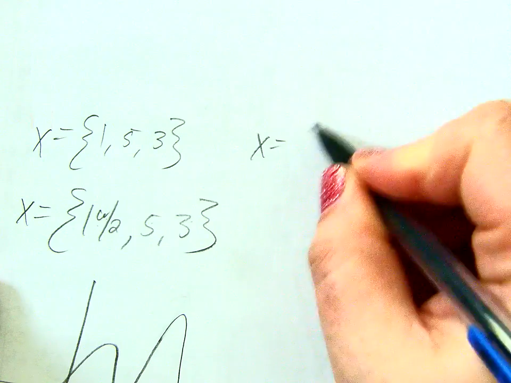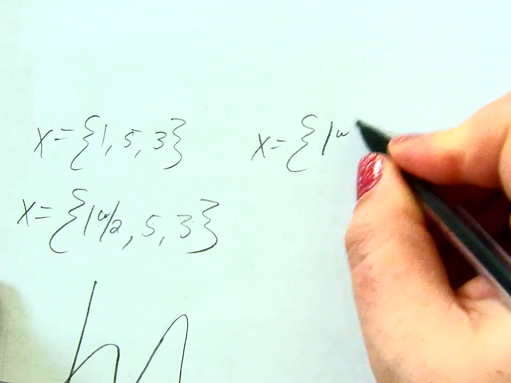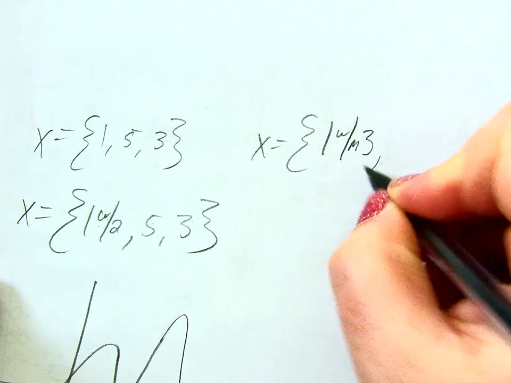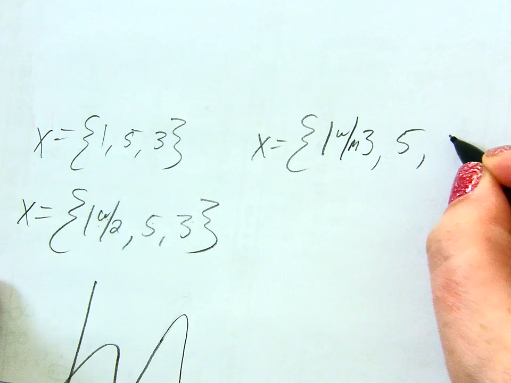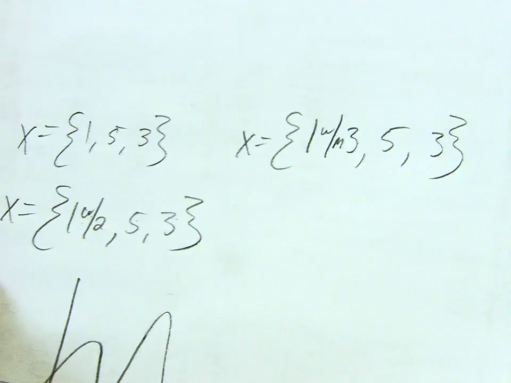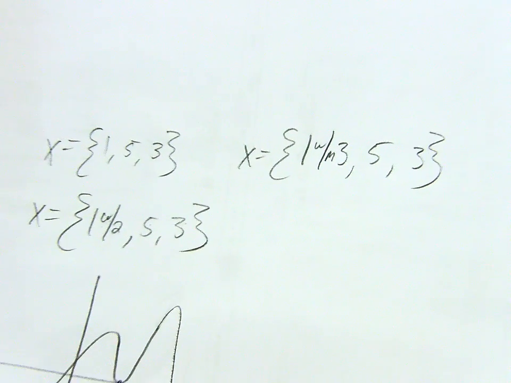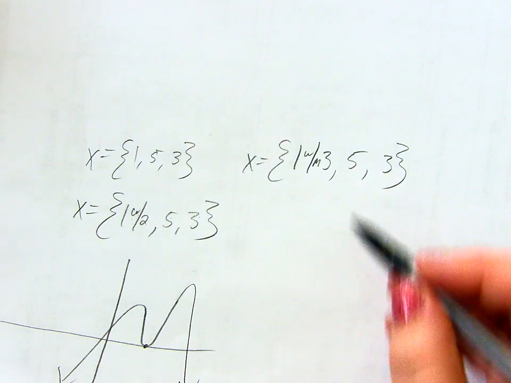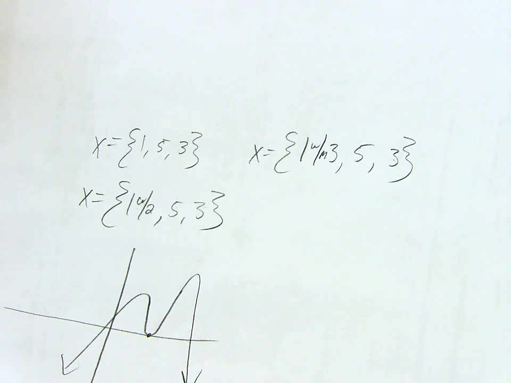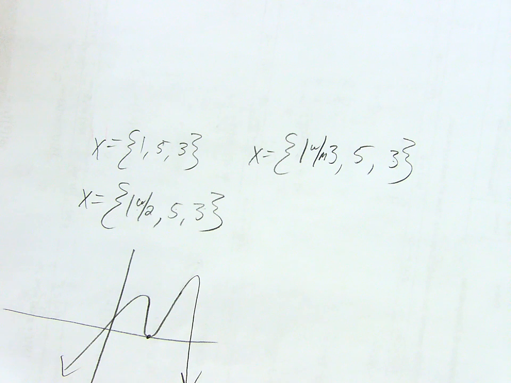Okay, so if I had 1 with a multiplicity of 3, and then the other points 5 and 3, if the multiplicity is odd, it's going to pass through just like the others. So any odd multiplicity passes right through. Any even multiplicity bounces off the x-axis and won't actually pass through. It'll just touch it there and come back. Does that make sense?